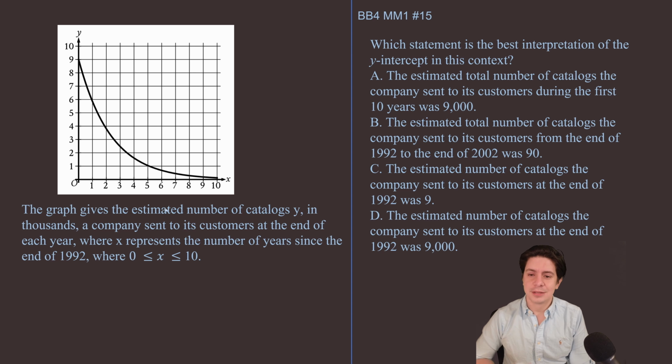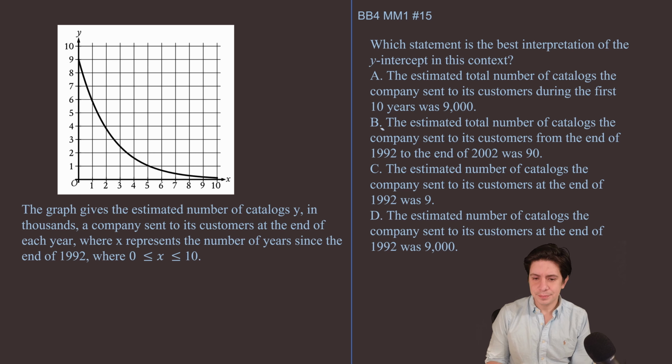We need to read all the answer choices here. The estimated total number of catalogs the company sent to its customers during the first 10 years was 9,000. I don't think so because it's about the initial value, right? Y-intercepts are about initial values. The estimated total number of catalogs the company sent to its customers from the end of 1992 to the end of 2002. No, that would be if we added up all the individual values. So it shouldn't be that.